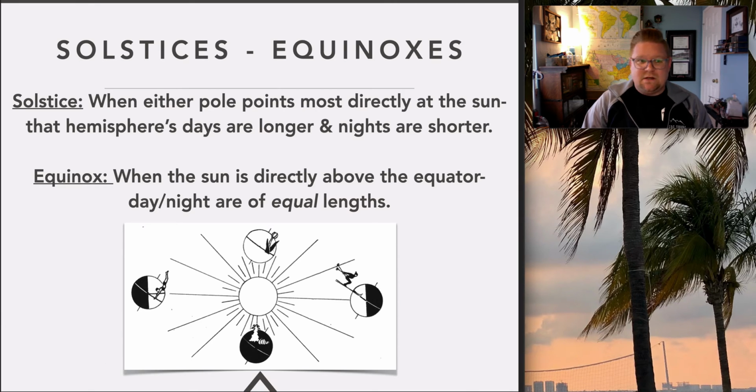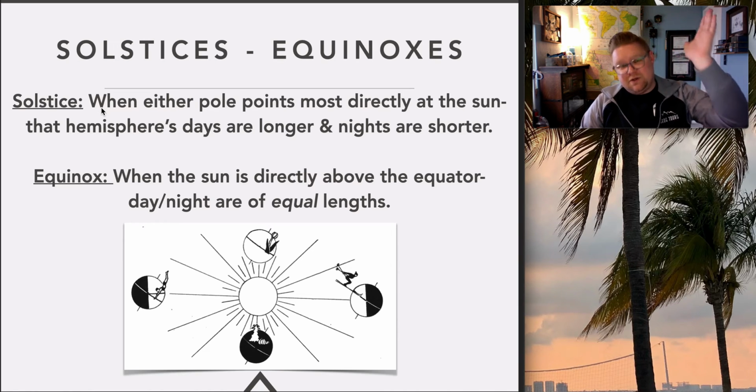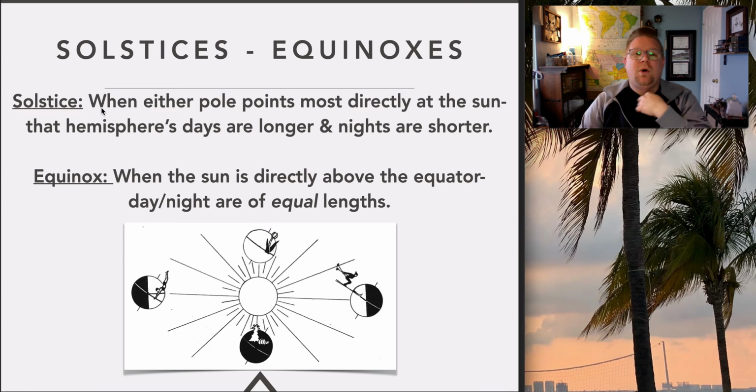So we have these things called solstices and equinoxes. So we'll start with a solstice. A solstice is when either pole is pointed more directly towards the sun. So that would be their summer, right? So we have the summer and then the winter. If it's the summer solstice, that means that your hemisphere is tilted towards the sun. If it's your winter solstice, that means your hemisphere is tilted away from the sun.